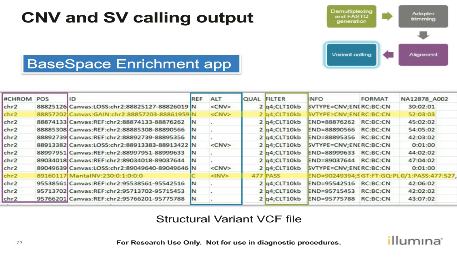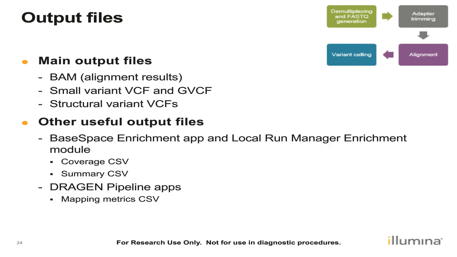And I don't have an image of it here, but with DRAGEN, you will get two separate files, one for the CNV calls and one for structural variant calls. Okay. That wraps up going through our VCFs, GVCFs, as well as our CNV and structural variant VCFs. We're now going to take a look at some of the other useful outputs from the different applications and with an interest in how they can help us with troubleshooting.